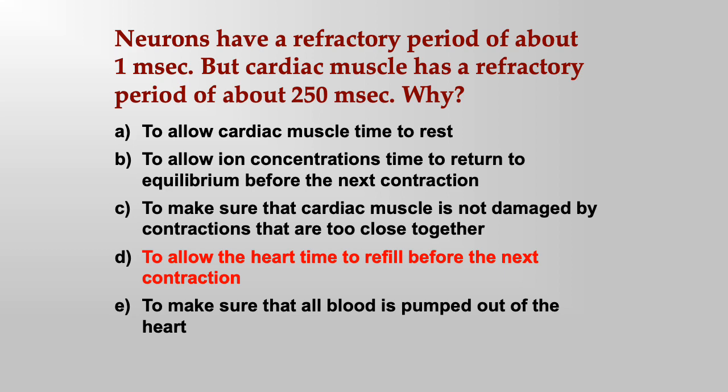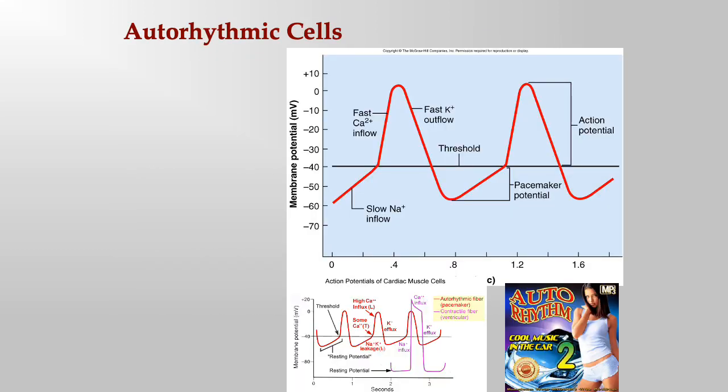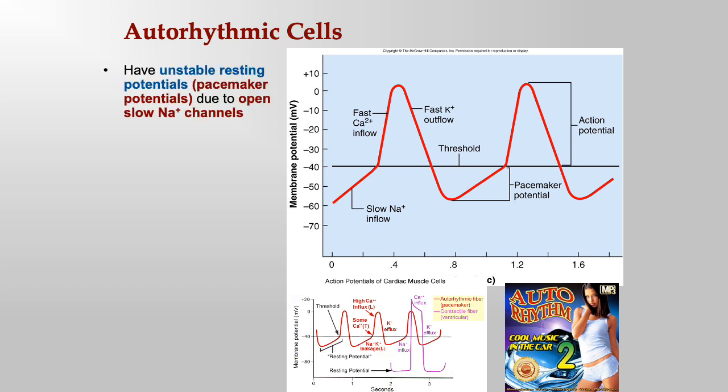All right. So let's look at these autorhythmic cells and how they work. We saw how the cardiac muscle cells, the contractile cells, work. Now let's look at how the autorhythmic cells work. So now we have another action potential here. The heart has two different kinds of action potentials: one for the contractile myocardial cells, and another type for the autorhythmic cells. We already looked at the heart muscle action potential. Now let's look at the pacemaker, the autorhythmic cells, and their action potential.